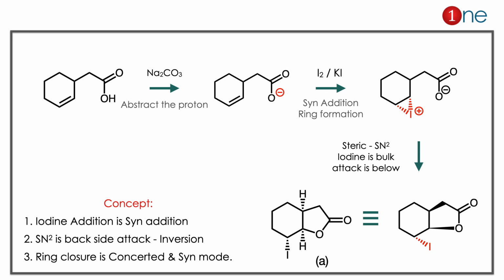Next, we have to think of ring opening, because you have a charge inside and it has to be quenched. So the attack is definitely from the opposite side. So it is an SN2 kind of mechanism. Iodine is bulky, so the O attacks from above. You have the O above and iodine below. If you redraw perfectly, the iodine is below, and hydrogen will definitely be below. Ring closure is a concerted mechanism. So the answer is clearly A.